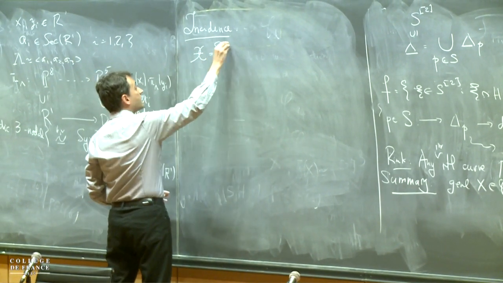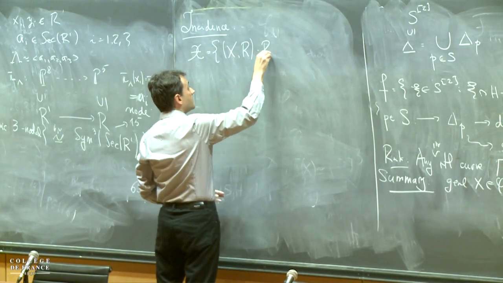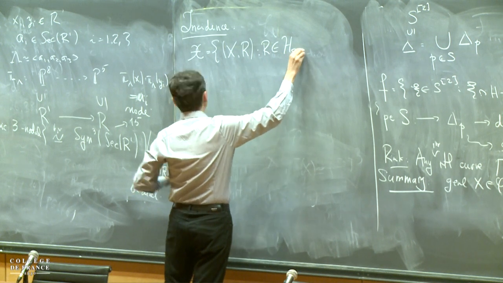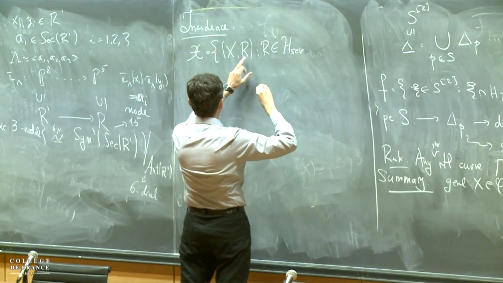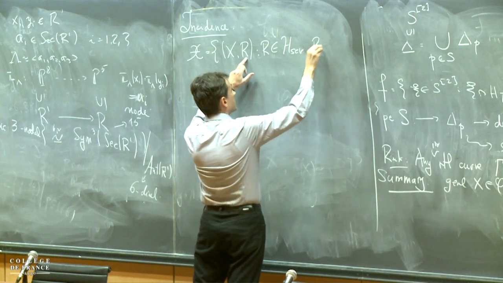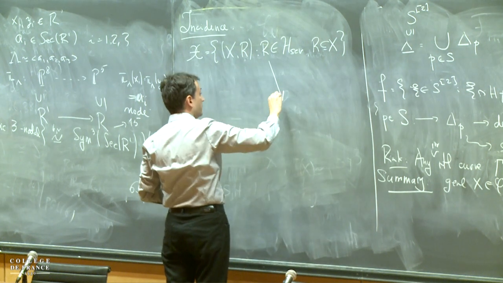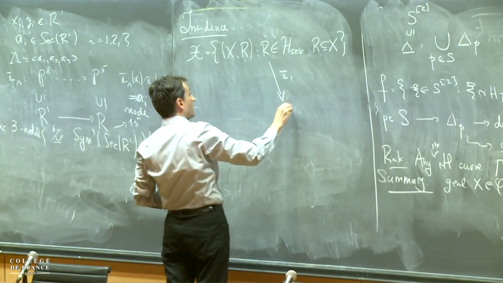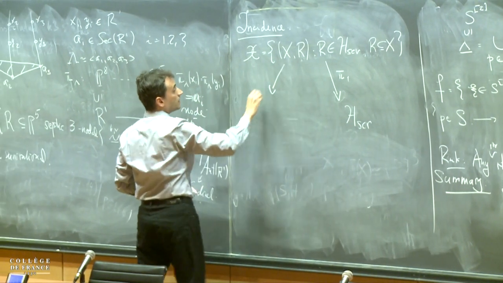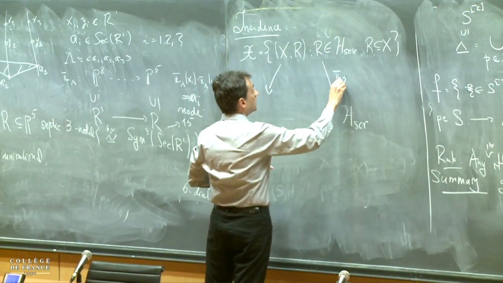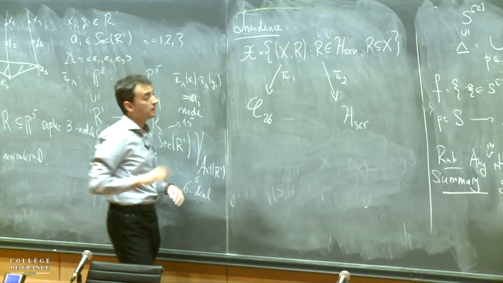So I have on one side X and R, where R is a three-nodal scroll, and R is contained in X. On one side, I have the forgetful map to the moduli space of scrolls. And on the other hand, maybe this should be pi 2, and here I have pi 1, and this is the Hesse divisor.